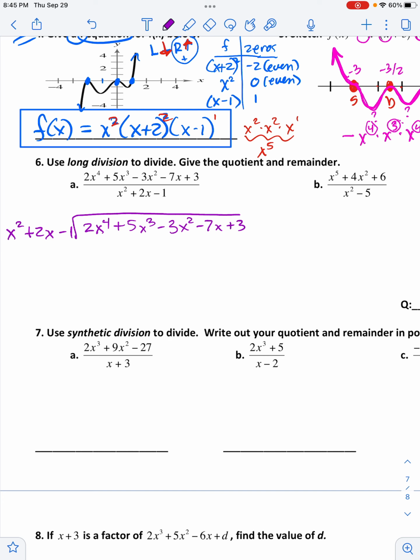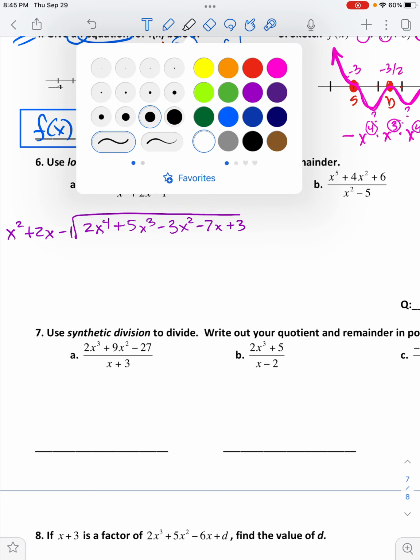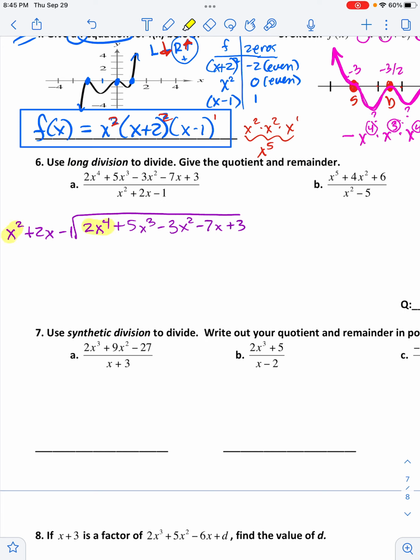and now I'm going to start thinking. But I'm not going to think about everything. I'm just going to think about this piece and this piece. And I'm either going to be asking myself, what do I need to multiply x squared by to turn it into 2x to the 4th? The answer would be 2x squared. Or you can ask yourself, what if I take 2x to the 4th and divide it by the x squared, which is actually what you're doing, what do I get? Either way, you get 2x squared. So it's just a matter of what you think.